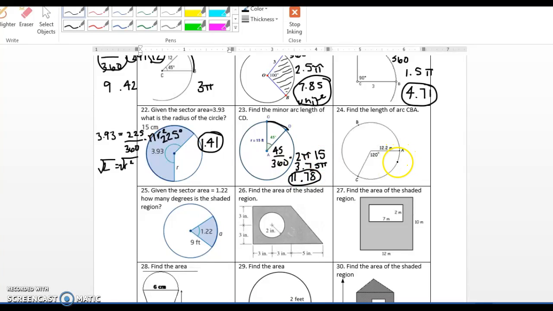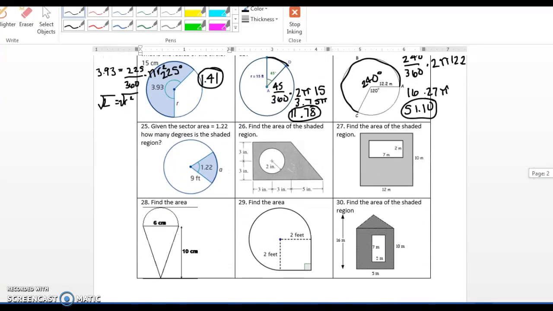Number 24, find the arc length of CBA. CBA is over here. If this is 120, that makes this 240 degrees. We can use that in our equation. So 240 divided by 360 times 2 pi r. R is 12.2. In terms of pi, we get 16.27 pi, which is approximately 51.10.